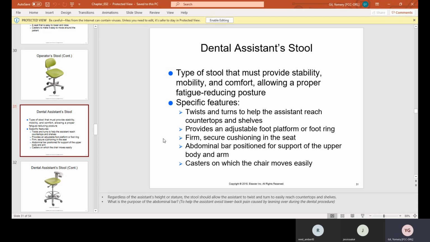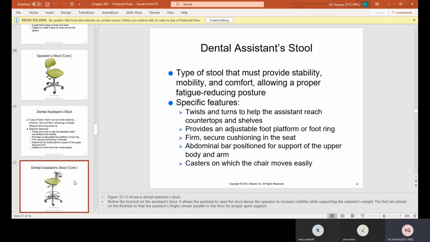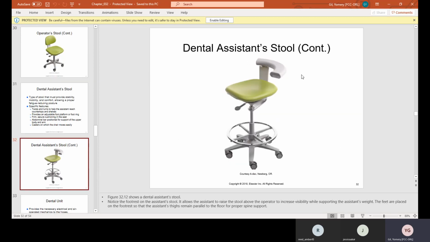The specific features are: twists and turns to help the assistant reach countertops and shelves, an adjustable foot platform or foot ring, firm, secure cushioning in the seat, an abdominal bar positioned for support of the upper body and arm, and casters on which the chair moves easily. So this is an example of the assistant stool, and this is the abdominal bar. This will go across your stomach.